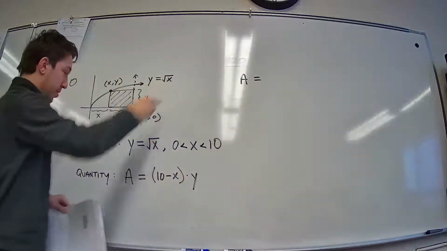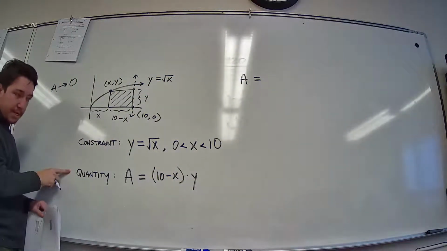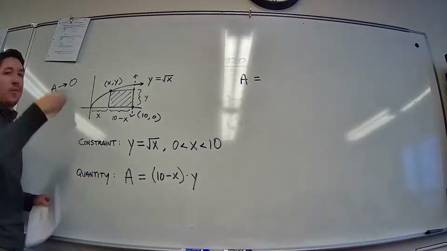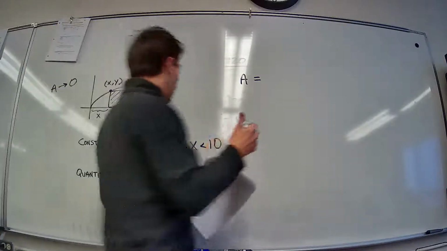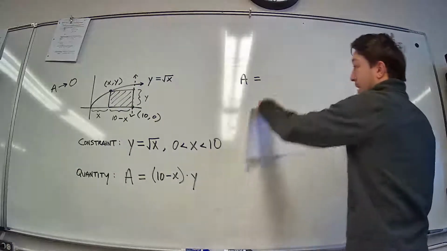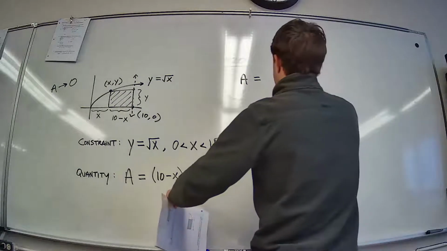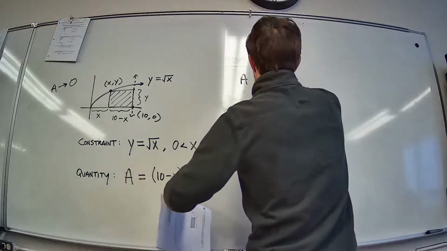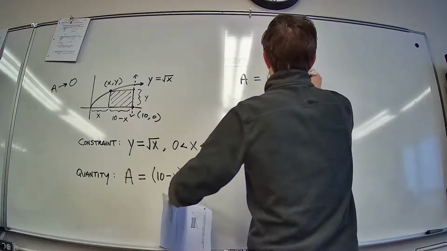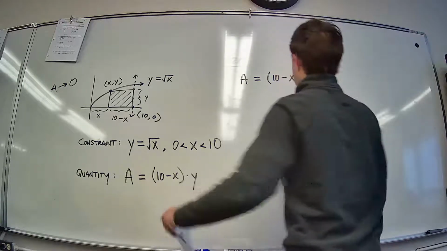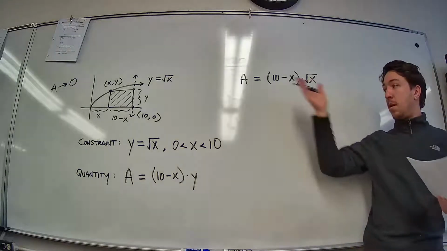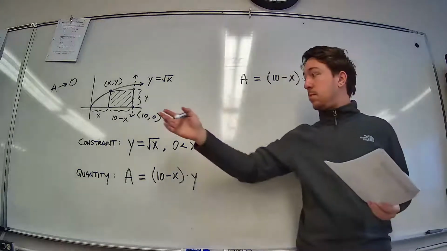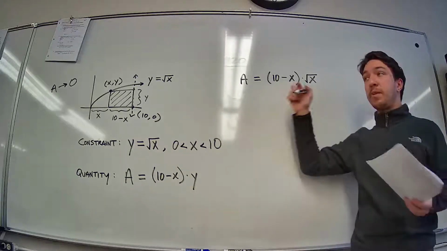So after the substitution, step 1, constraint. Step 2, identify the quantity you're trying to optimize. Step 3 is all the algebra calculation stuff. The first step of that calculation stuff is the substitution. So you replace that y with square root of x. Let's just stop here. Does anyone have any questions on step 1, step 2, or step 3?